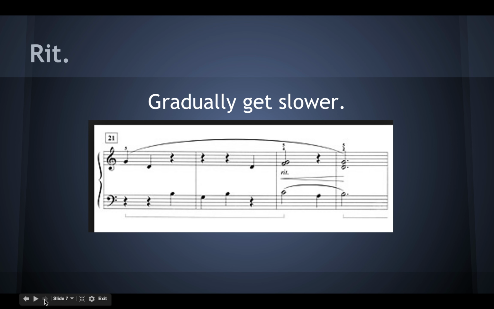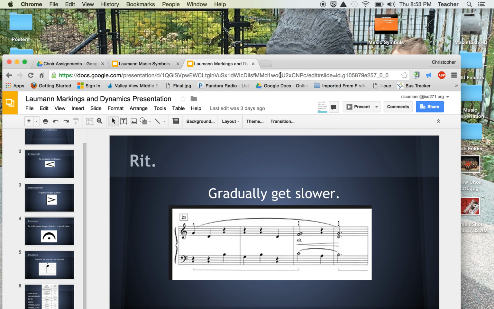Rit, or ritardando as it would be said in Italian, is the word that means to gradually get slower. So as you look at it in music down here, at the end of this example, these two measures would slow down and get louder because of the crescendo that's drawn in there. So these two measures would gradually get slower and louder because of what's drawn in. And those are some of our common markings and dynamics.